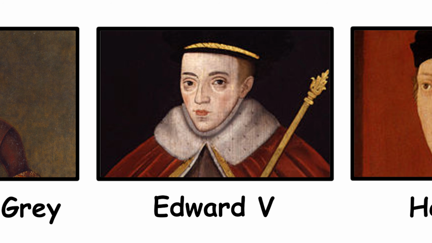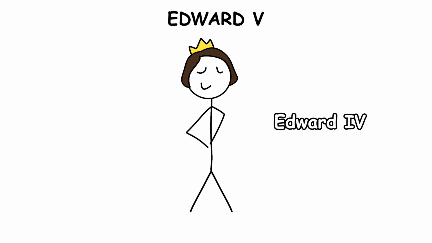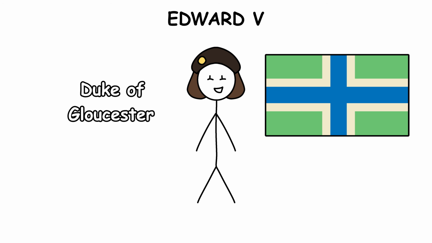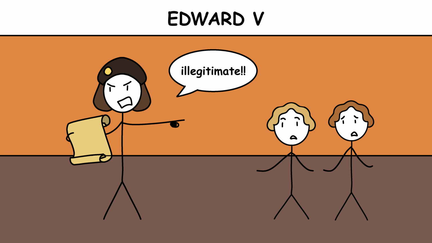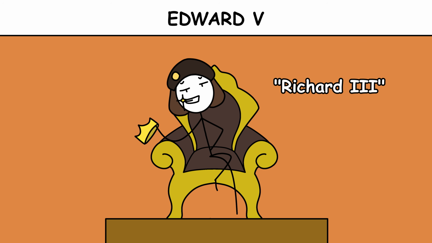Edward V, the Lost Prince. Edward V became King of England in April 1483 when he was 12. His father, Edward IV, had died, leaving the boy to inherit a kingdom in a power struggle. Edward's uncle Richard, Duke of Gloucester, was appointed protector, but Richard declared Edward and his brother illegitimate, claiming their father's marriage was invalid. In June 1483, Richard seized the throne as Richard III.